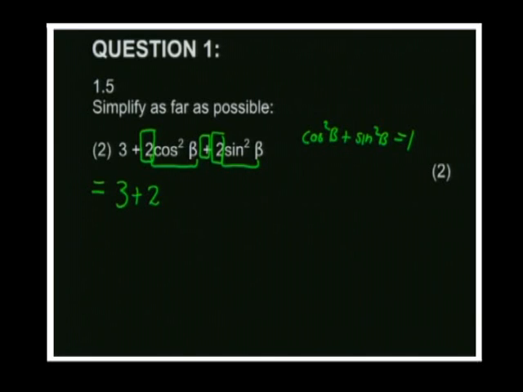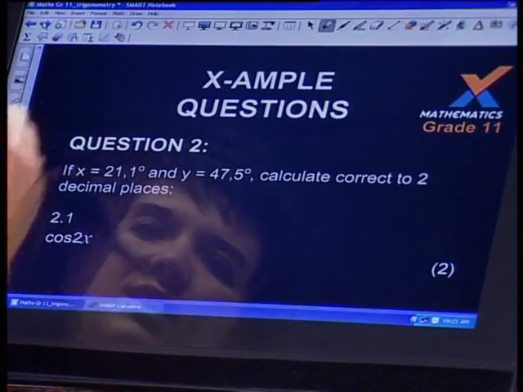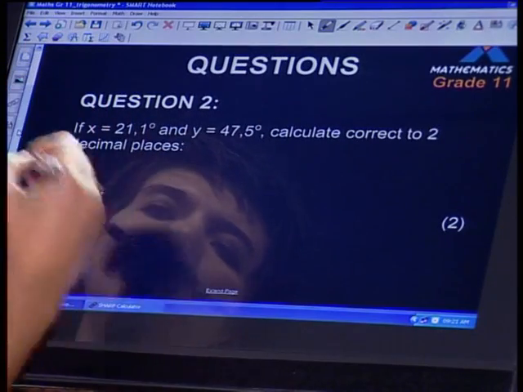We take 2 out as a highest common factor. We have left cos squared beta plus sine squared beta. And we know that that whole bracket will simplify to 1, and 3 plus 2 is 5. And that's definitely the simplest answer that you can get there. Very nice question. Right, we are moving to question 2 now.